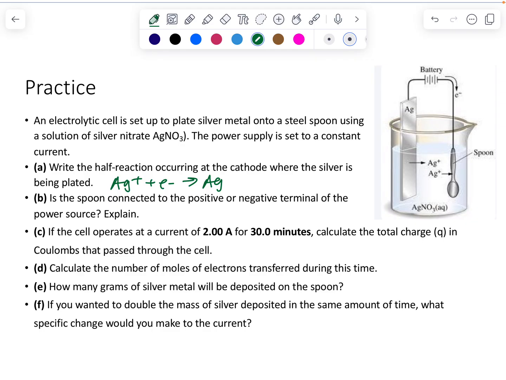The spoon is the cathode, right? So it is negative, exactly. So it's connected to the negative battery terminal. You can see the electrons are moving. They're being shoved from the battery onto the cathode, and so that's making the cathode negative. And you can also think about it too, where the cathode should have the more negative cell potential.